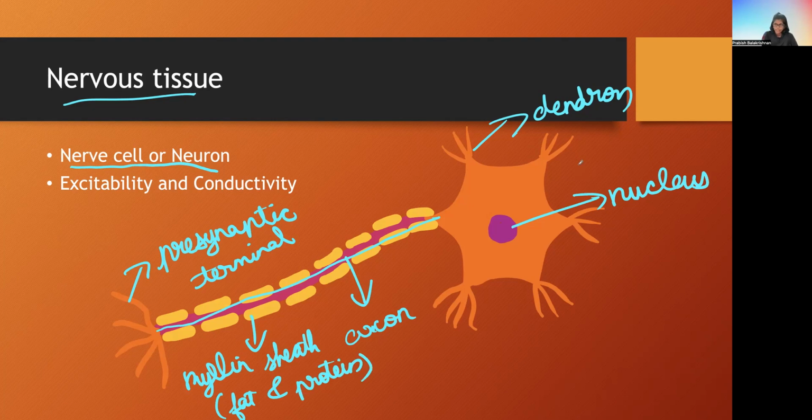So let's revise this. So dendron is the one which receives the signals from nearby neurons, and it gets transferred to the presynaptic terminal via the axon. And this axon is protected by the myelin sheath, which is consisting of fat and protein, and it moves to the other neurons via the presynaptic terminal.